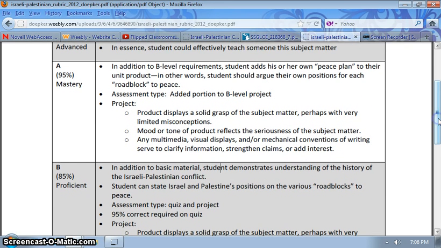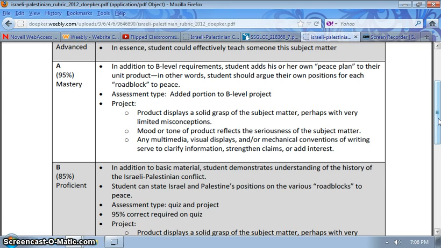The A-level project. In addition to the B-level requirements, students also, after they've identified the positions of Israel and Palestine on these 5 sticking points or roadblocks, will come up with a peace plan. If they were going to sit down at the negotiation table, the Prime Minister of Israel and the chair of the Palestinian Liberation Organization, what would they try to negotiate? What sort of deal would they try to negotiate?